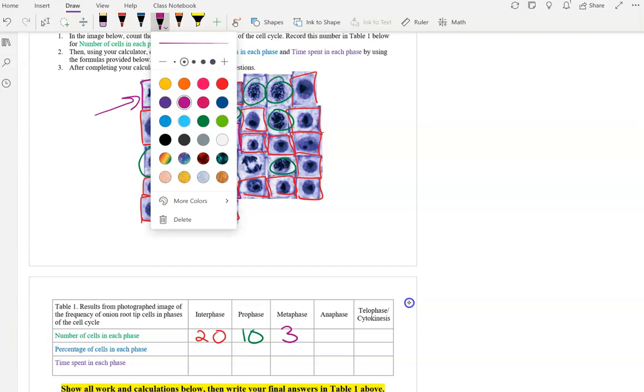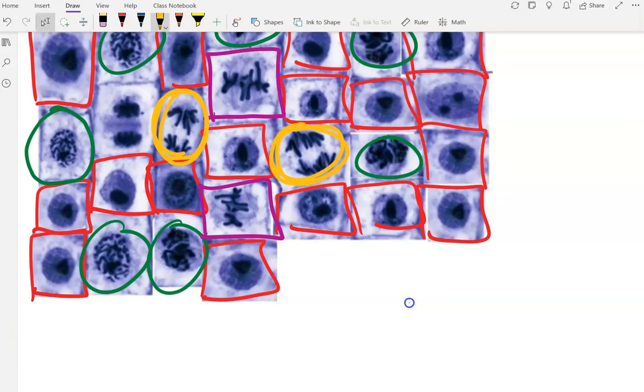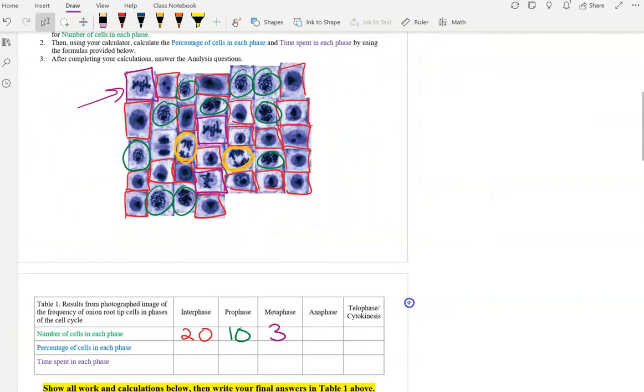Next, we have anaphase, where they're being pulled away or apart from each other. We can see that here in this one and in this one. It's quite literally the next step after metaphase here, where they're being pulled apart from each other. And we only have 2 of those.